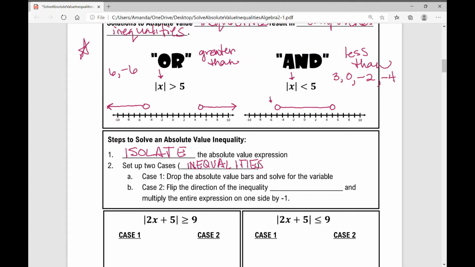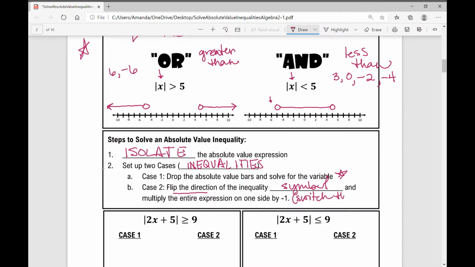Today, in one case, you are going to drop the absolute value bars and just solve for the variable. You just solve it like it is a regular inequality. In your next case, you're going to drop the absolute value bars, but you're going to flip the direction of the inequality symbol and then multiply the entire expression on one side by -1. So you switch the sign of the number. That's basically what that means.